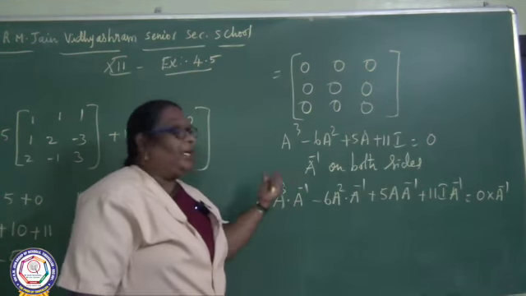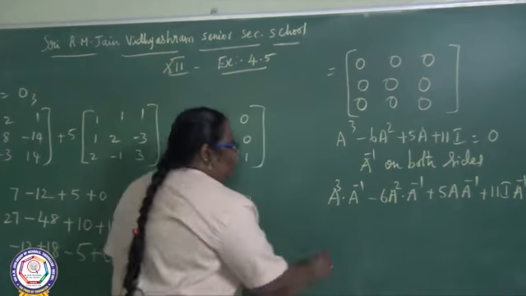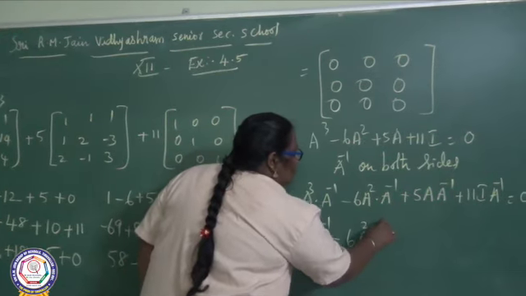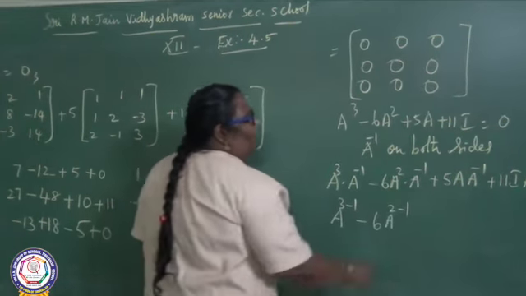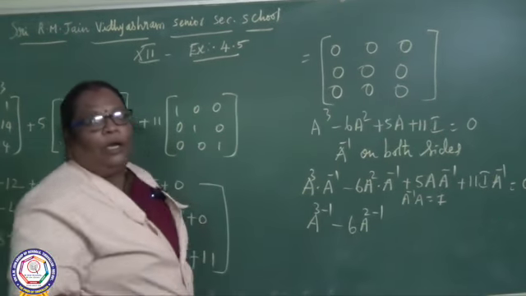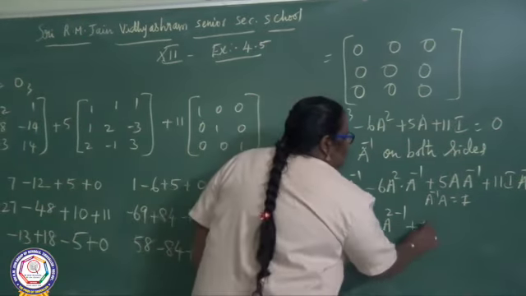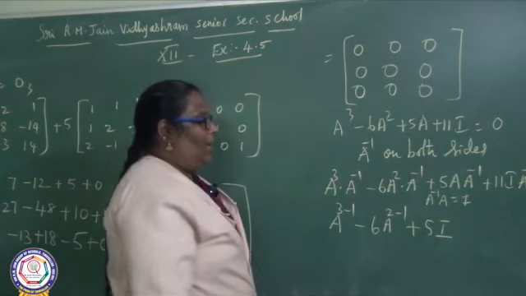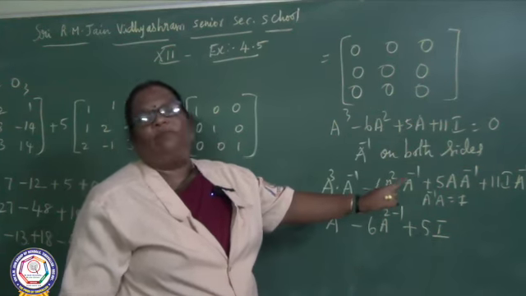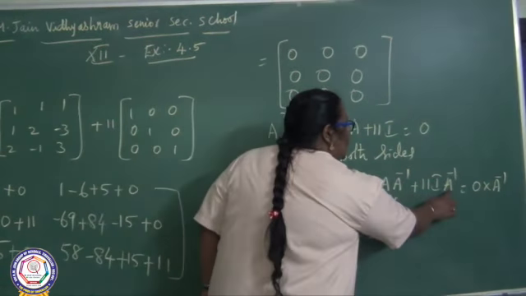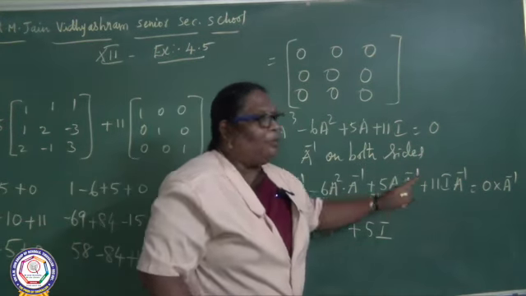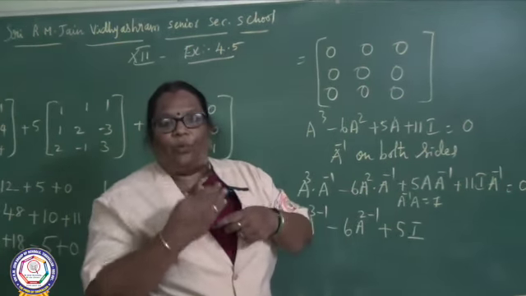If the bases are same, we can add the powers. We have an exponent formula. So, A cube into 3 minus 1, minus 6 A 2 minus 1, because bases are same. A square, A inverse into A is equal to I. It's nothing but a unit matrix. So, plus 5 into I. When we multiply any matrix by the unit matrix, we get the same value. So, I into A inverse, you are getting 11 A inverse. Because I is a unit matrix, when we multiply any number by 1, you get the same number.